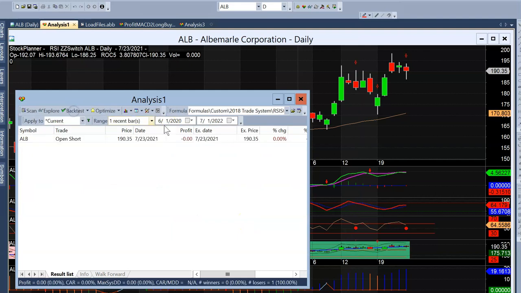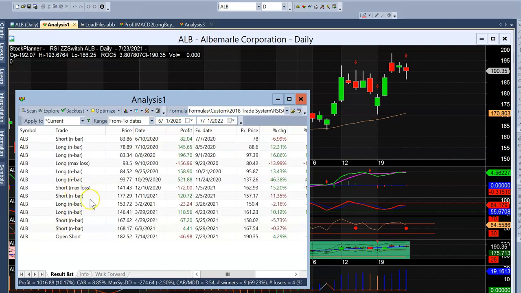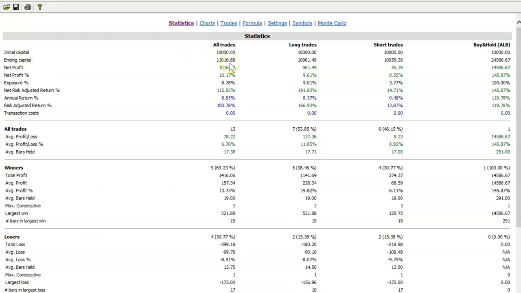Running the backtest, we have that buy today, and running the backtest for the year, we have 13 trades, 2 hit the max loss. So if one was long and one was short, that's a situation you have to handle. Initial capital again, oh, that's a good profit, $1,000. The risk-adjusted return, because you're not always in the trade, you're in and out, is 100%. Annual return is 8 or 9%, that's assuming that you have the money invested constantly.